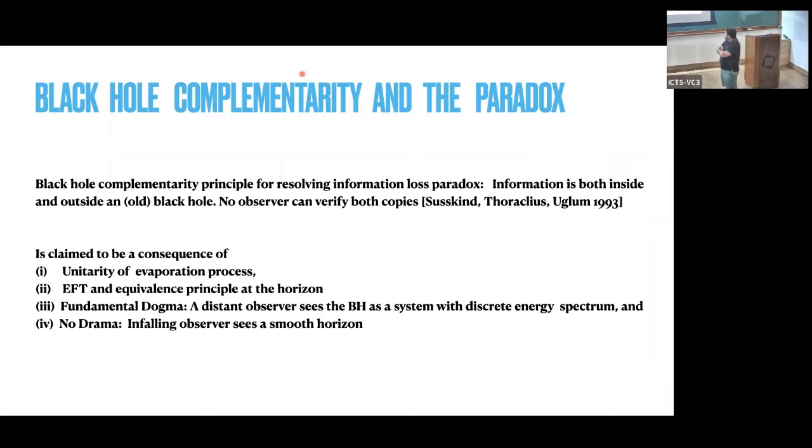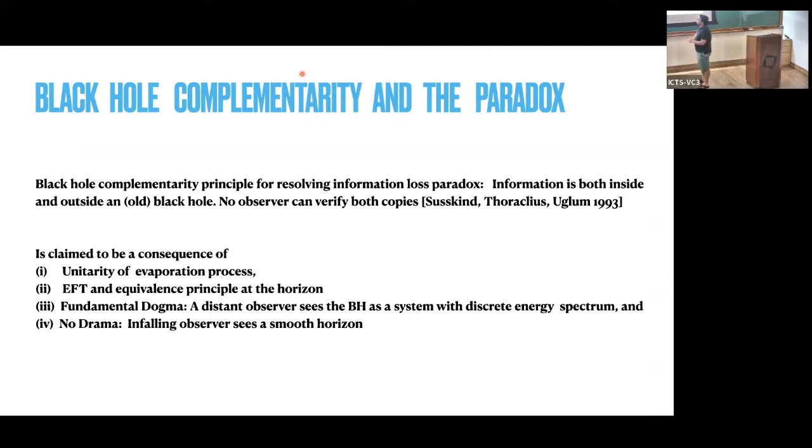And at that time, people were even thinking very radically that maybe in quantum gravity, you cannot have a global Hilbert space. Each observer will have its own Hilbert space. And it was never clear, even now we don't have a very clear statement about what black hole complementarity means. It's something like a loose thing. And they claim it should be a consequence of these 4 principles: unitarity of the evaporation process, and that semi-classical geometry is valid, where you can do effective field theory and have the equivalence principle at the horizon for the infalling observer.